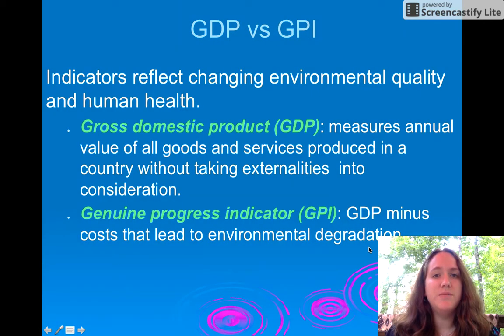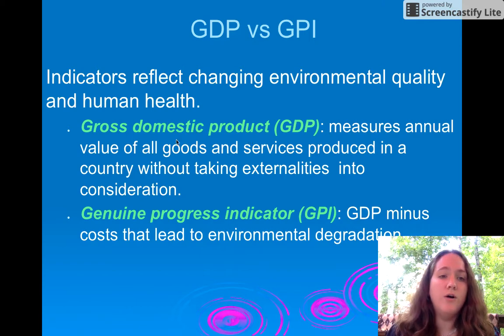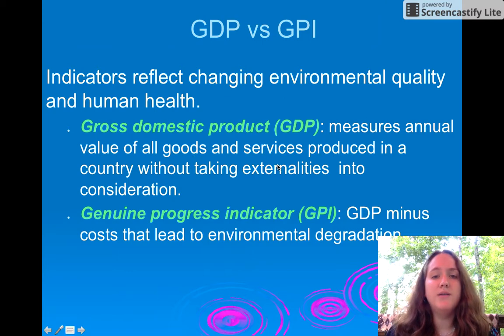So looking at our GDP versus GPI, GDP you're probably familiar with is gross domestic product. That's how we in the United States usually measure growth. Most countries measure growth. That's all the goods and services produced in your country. However, it does not take into effect externalities, the external environmental costs of things.